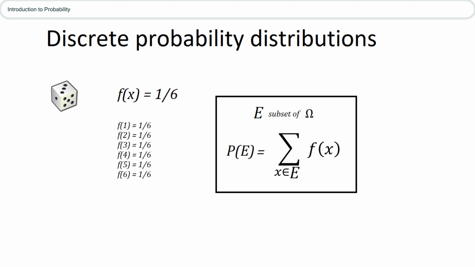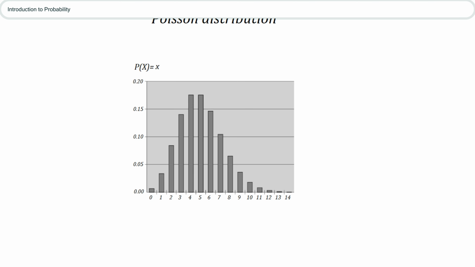In general, for any subset, E, of omega, the probability of the subset is equal to the sum of the probabilities of mutually exclusive events inside E. Finally, this image shows the usual representation of a discrete probability distribution. This one is called Poisson distribution.